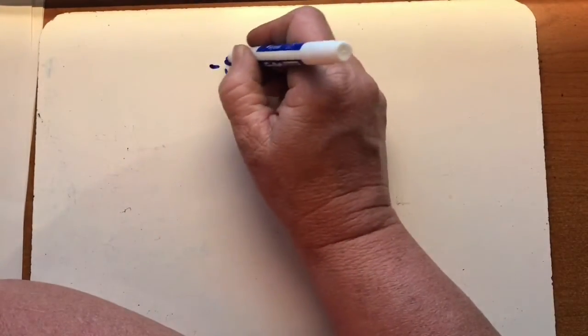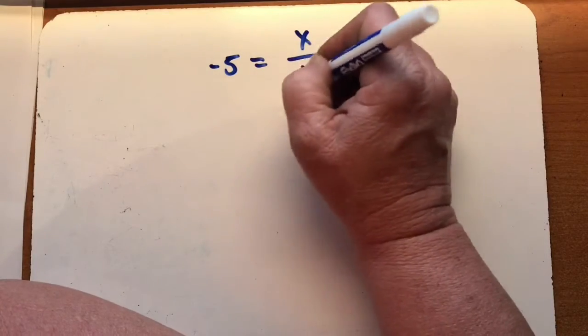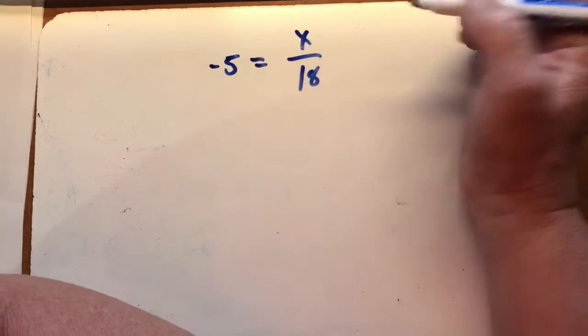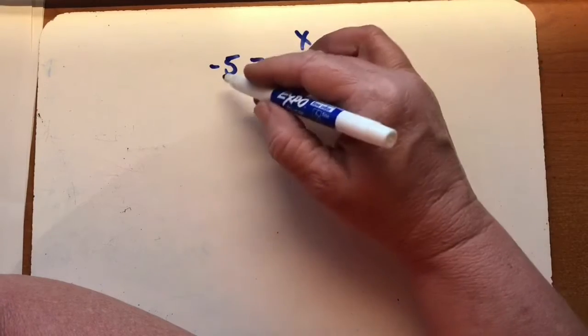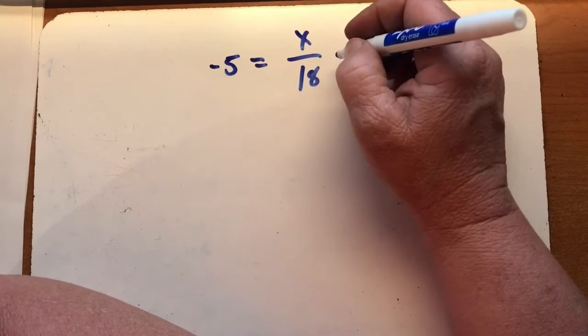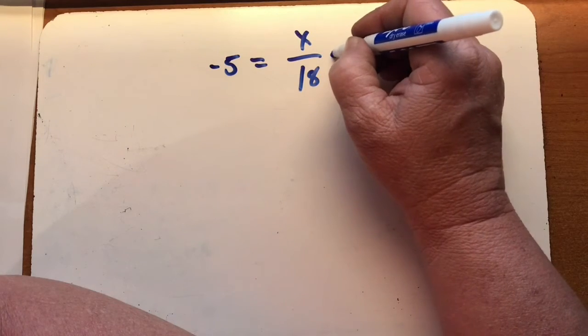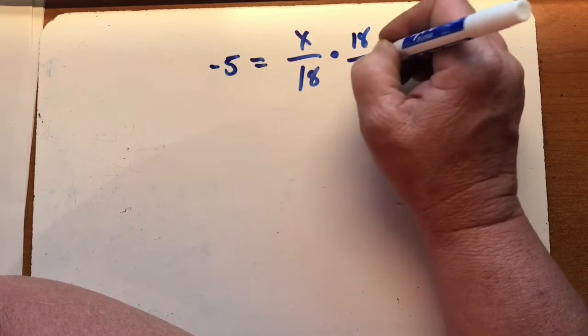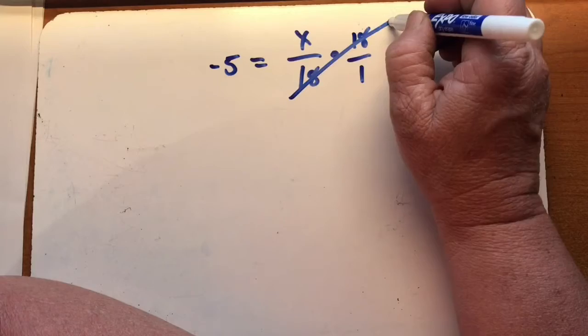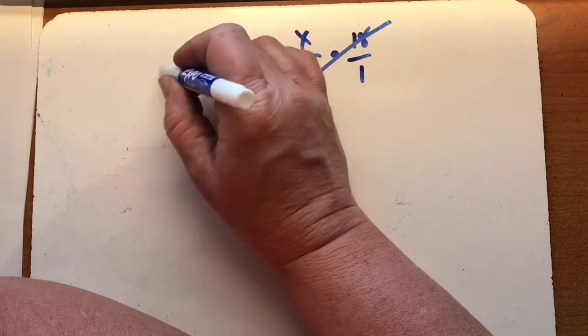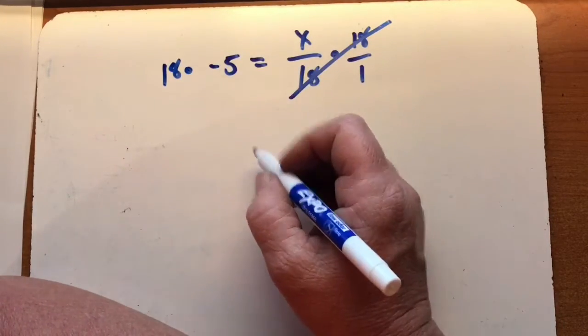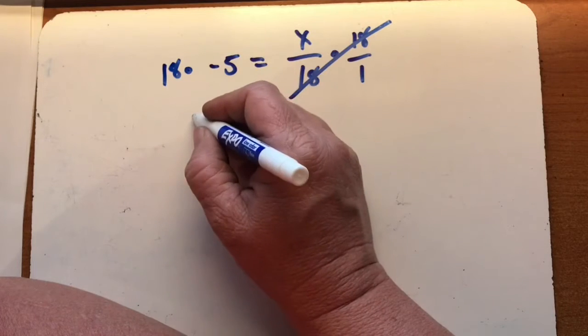Let's do one more. Just because of the negatives, no big deal. Just remember when we're multiplying, we multiply the negative. X is being divided by 18. To undo division, I need to multiply by 18. Okay? I need to multiply this side by 18. And a positive and a negative make a negative.